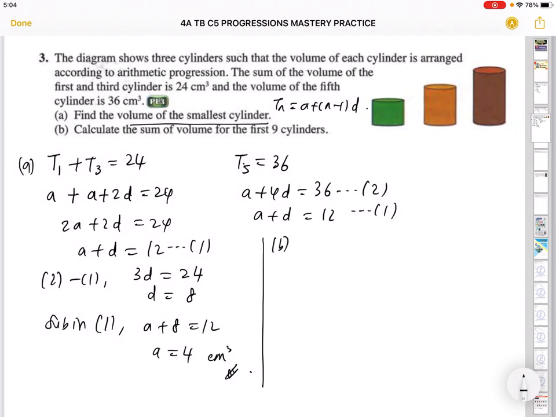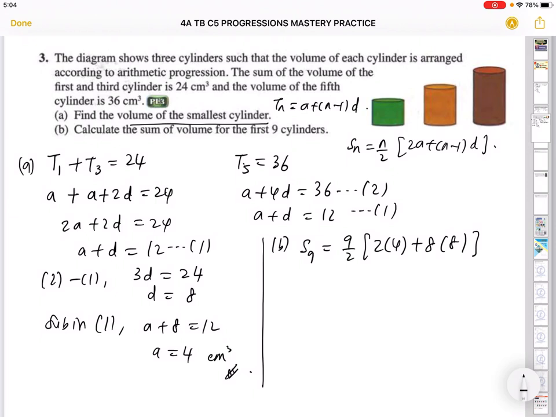B, calculate the sum of volume for the first 9 cylinders. This is simple. We just use S9. Remember, Sn equals to n over 2 times 2a plus n minus 1d. This is the formula to find the sum of the first n terms of an arithmetic progression. So it's n over 2, 2a, a is 4, n minus 1 is 8, d is 8, 8 times 8, 64, 64 plus 8, 72, 72 divided by 2, 36, 36 times 9, 324 cm cubed.